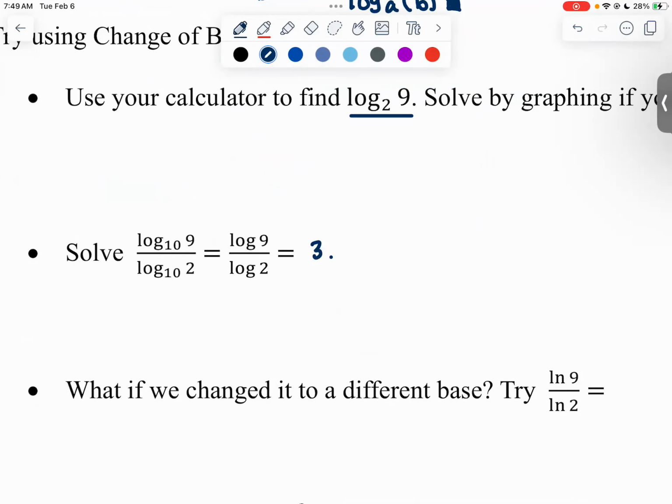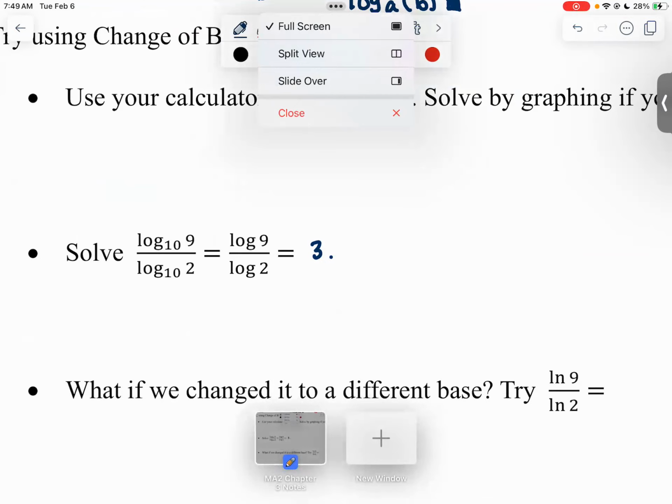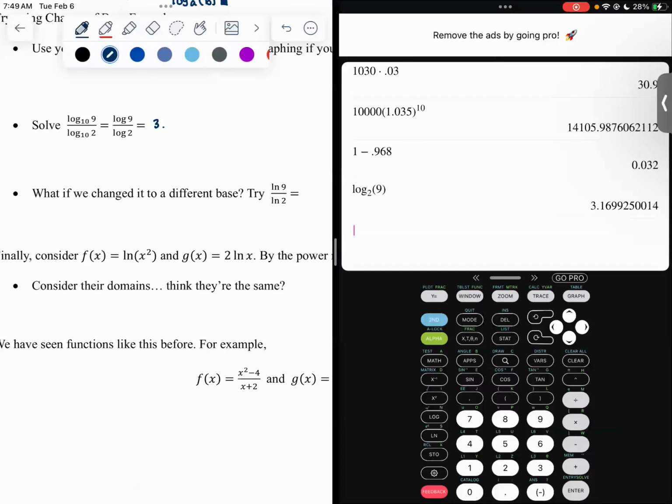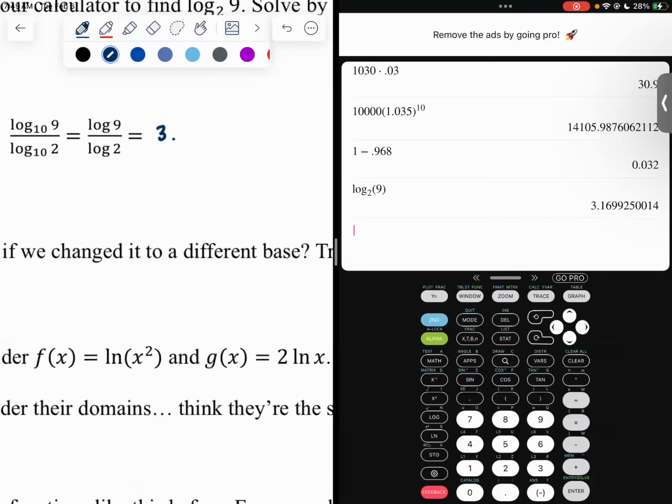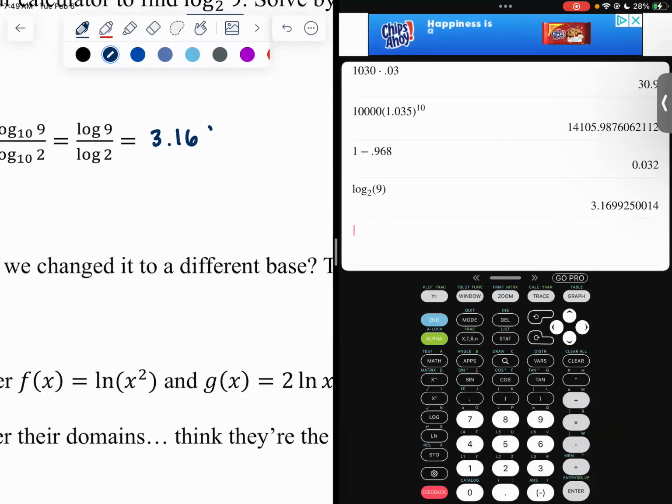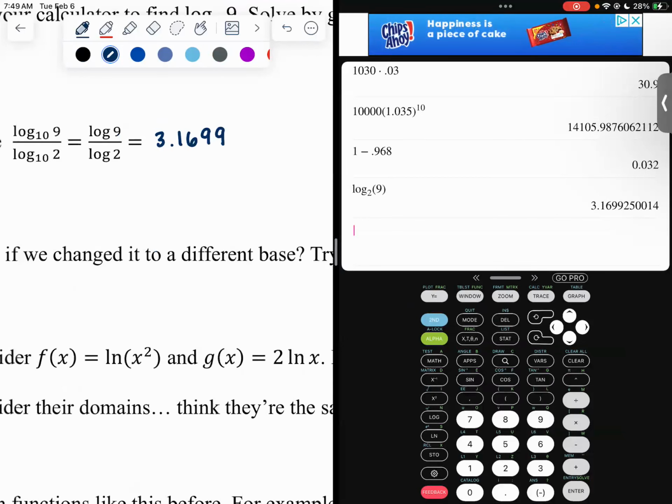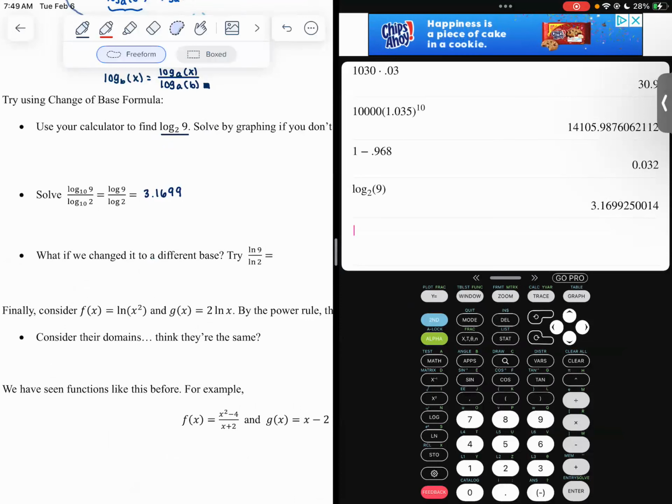The 3.1699, let's actually just bring that screen up. 3.1699. I guess this goes up here.